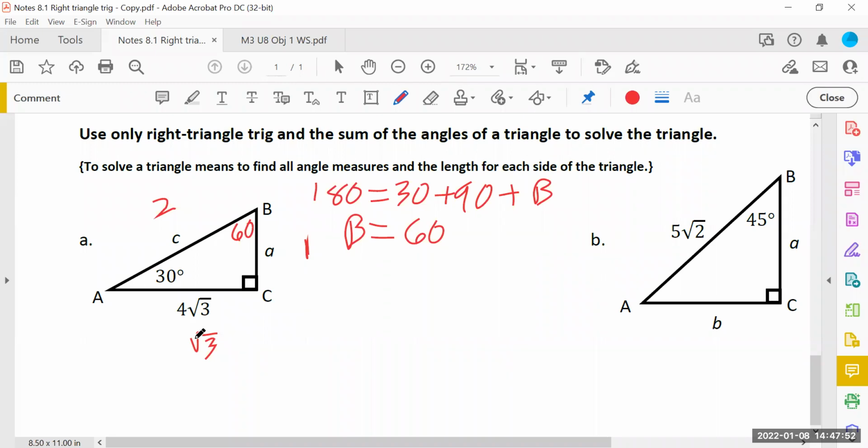You need to have that memorized as well. If you haven't seen this before, put it down on a note card. Make sure you know to start studying this. 30, 60, 90 triangles. Across from the 30 is a 1. Across from the 60 is a root 3. Across from the 90 is a 2.